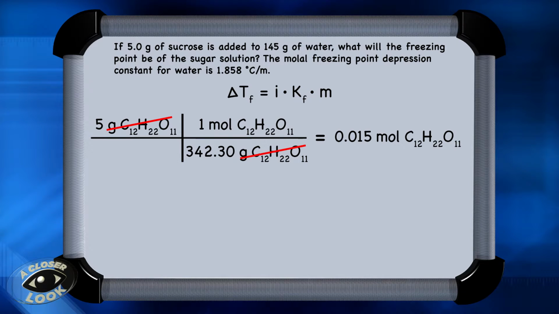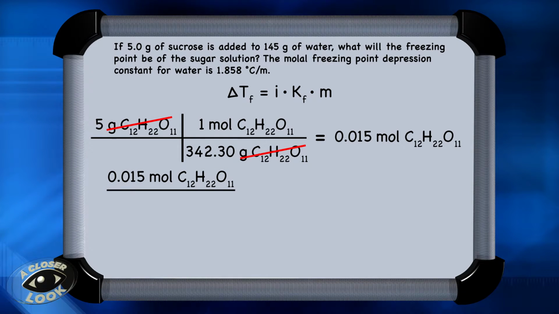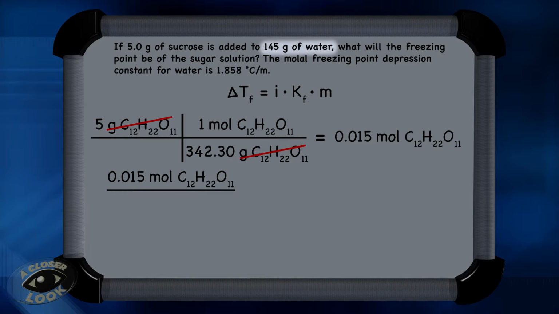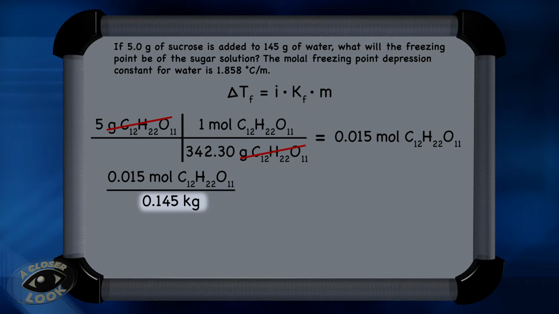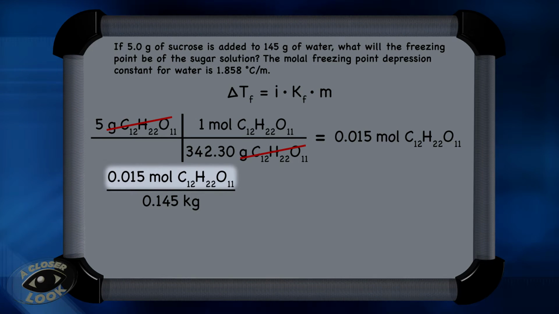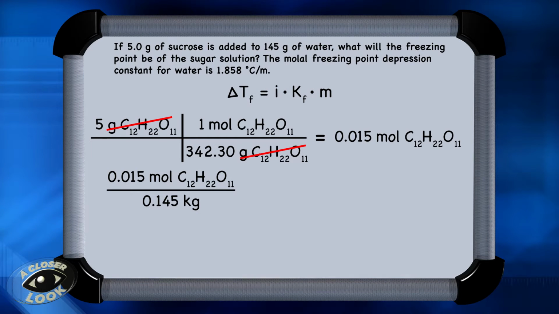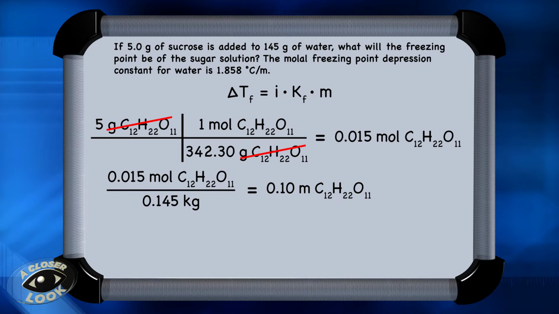To calculate molality, take the moles that we have, the 0.015, and divide that by the kilograms of solvent. The question tells us that we have 145 grams, but we need that in kilograms. So move the decimal 3 places to the left, and we get 0.145 kilograms of the solvent, water. When we divide 0.015 by 0.145, we find that the molality of our solution is 0.10 mole sucrose per kilogram. We plug that number in for the molality in the equation.